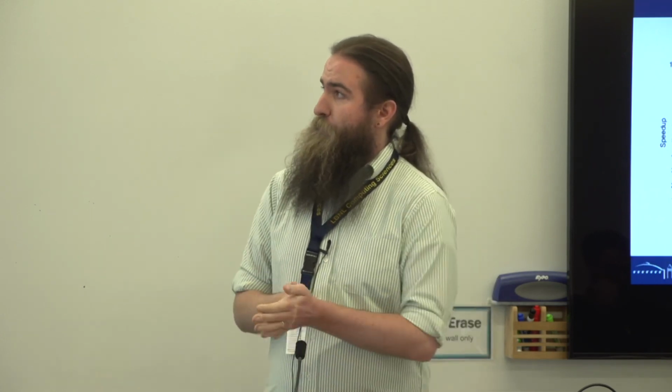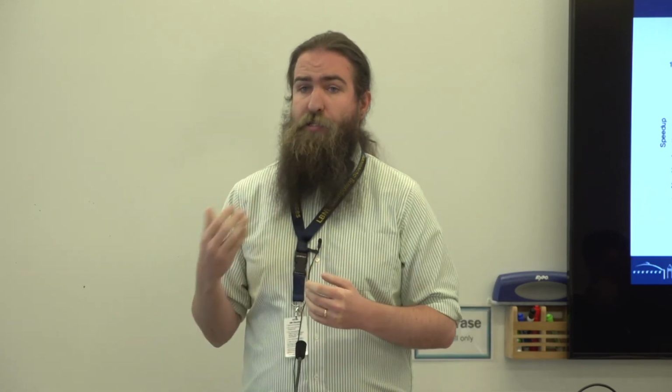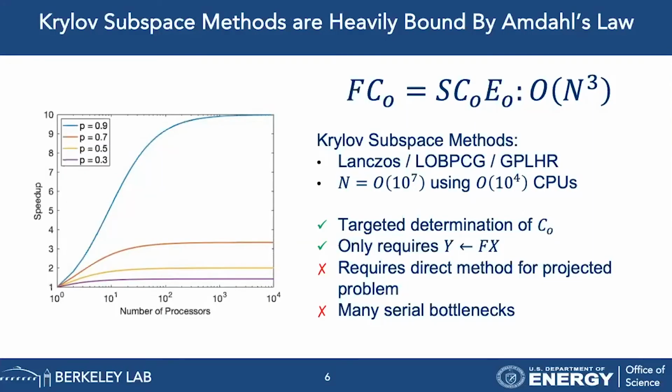eigenvalue problem by projection. But the problem with these Krylov methods at scale is that they have a lot of serial bottlenecks, so they're very bound by Amdahl's law. Also, because we have to solve the projected problem using some direct method, we're going to end up with the exact same problems asymptotically that we had with the direct methods, because we end up having to solve this projected eigenvalue problem.